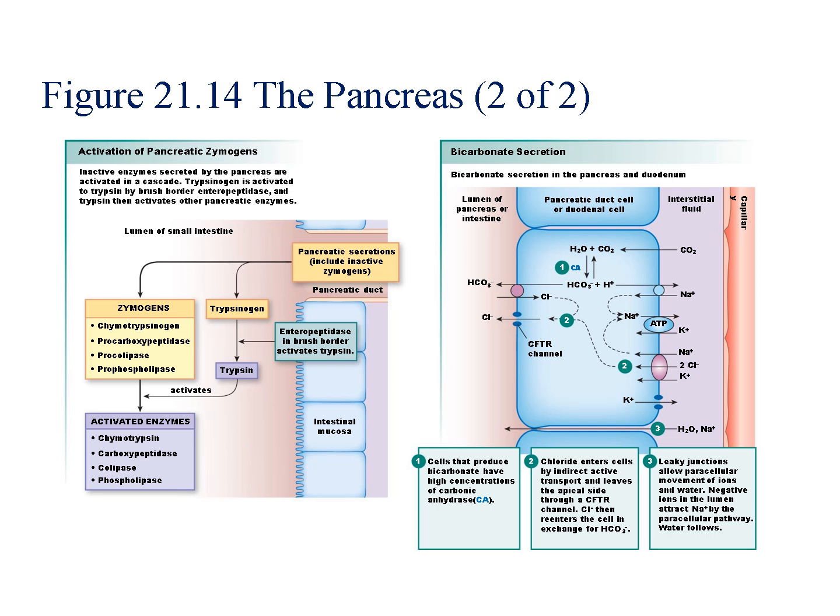The second image highlights the bicarbonate secretion process, which is crucial for neutralizing acidic chyme from the stomach as it enters the small intestine. Inside pancreatic duct cells, the enzyme carbonic anhydrase catalyzes the formation of bicarbonate ions and hydrogen ions. Bicarbonate is then secreted into the lumen of the pancreas and duodenum, while hydrogen ions are transported back into the blood to maintain acid-base balance.